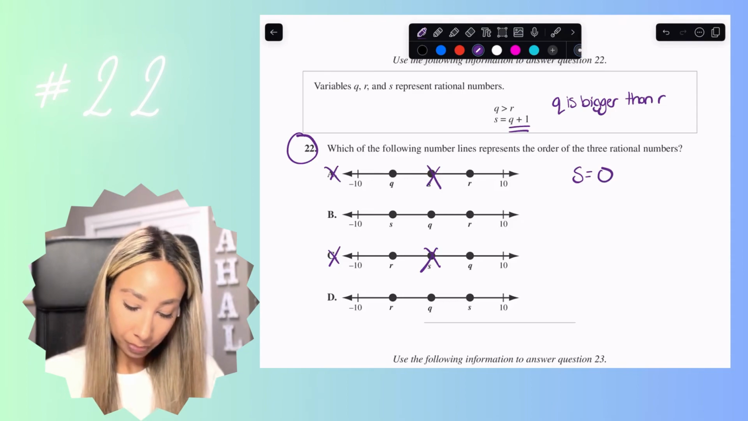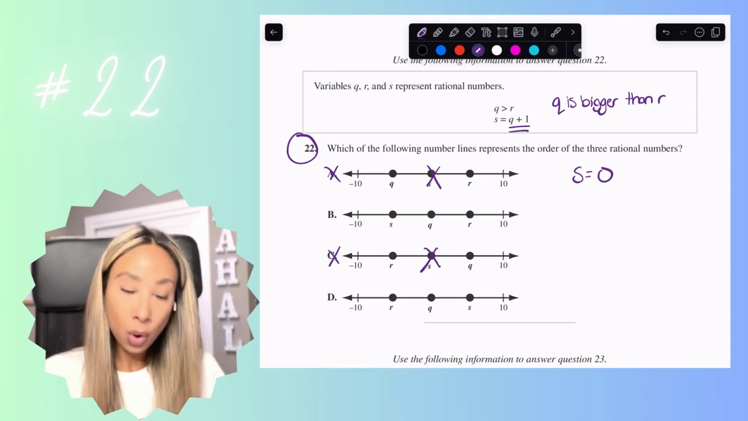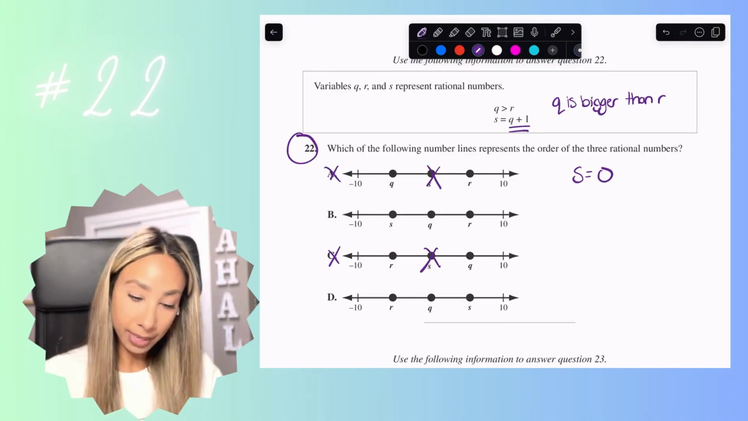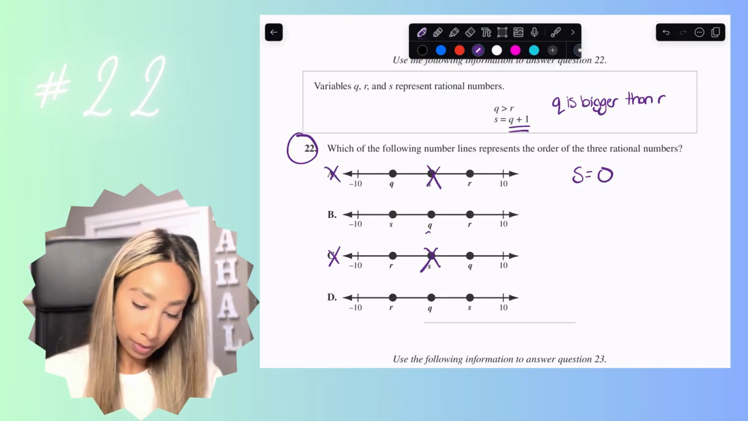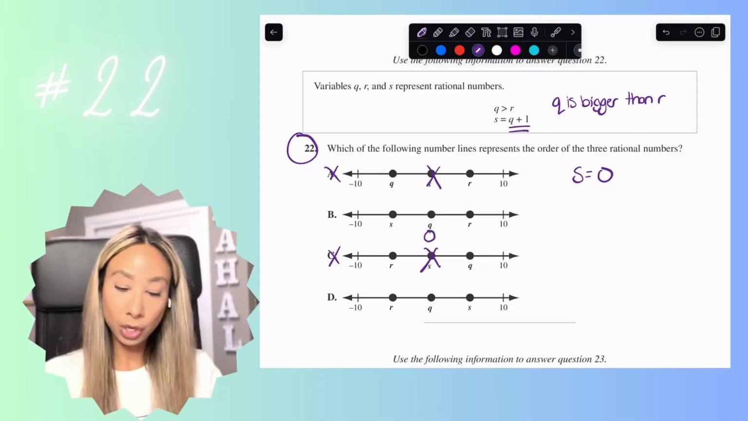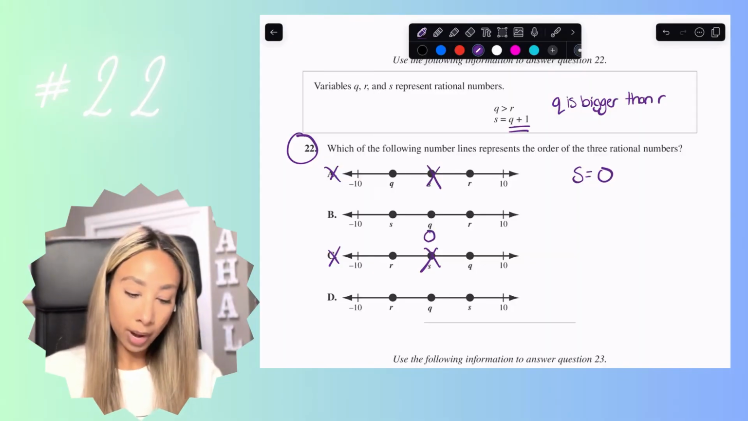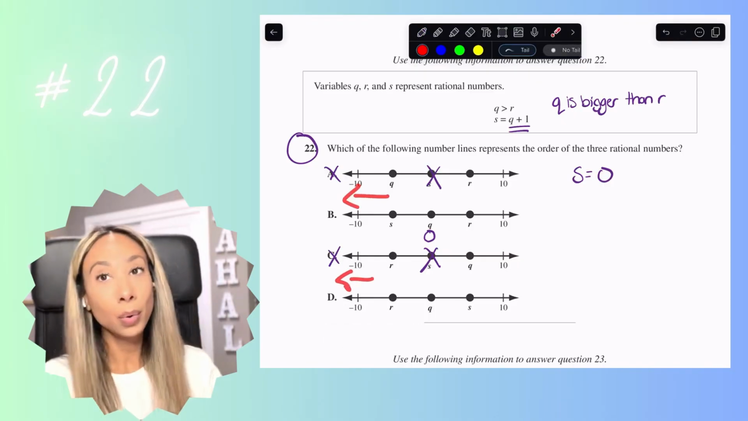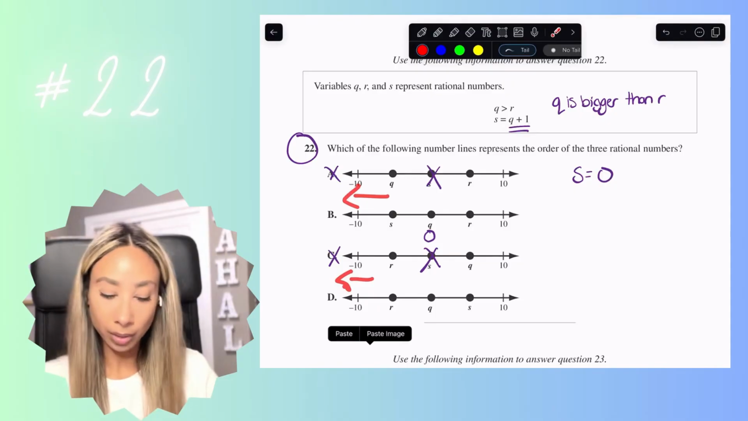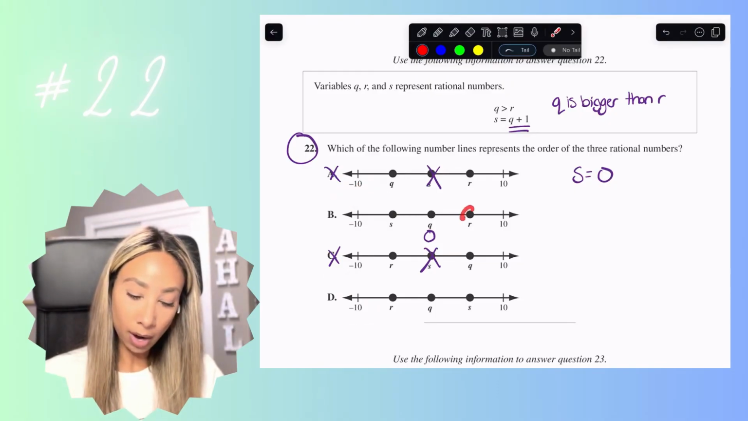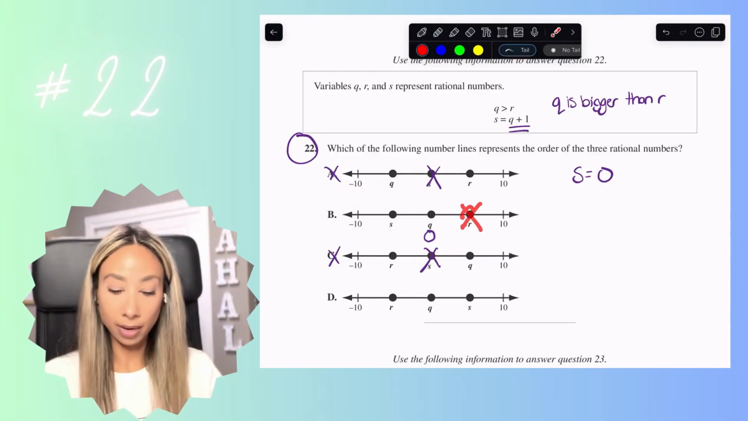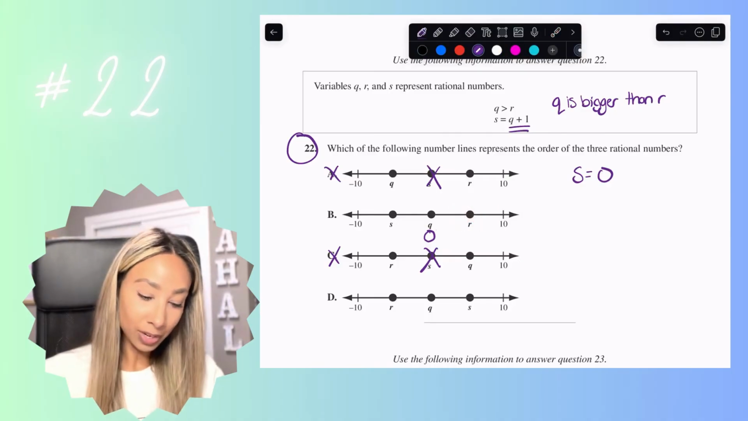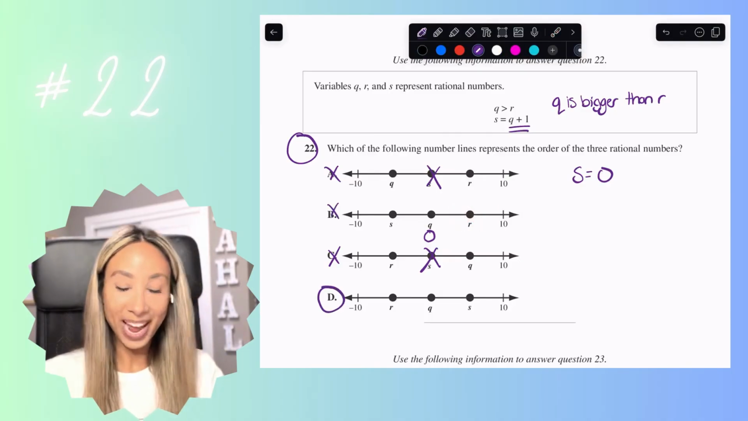So what we do know is Q has to be bigger than R. Well, let's think about our number lines. If this is 0, then Q has to be bigger than R. Well, when I move to the left of a number line, we know that our numbers actually get smaller. So that means R could not be on this side of Q. So that means our only answer is going to be answer B.